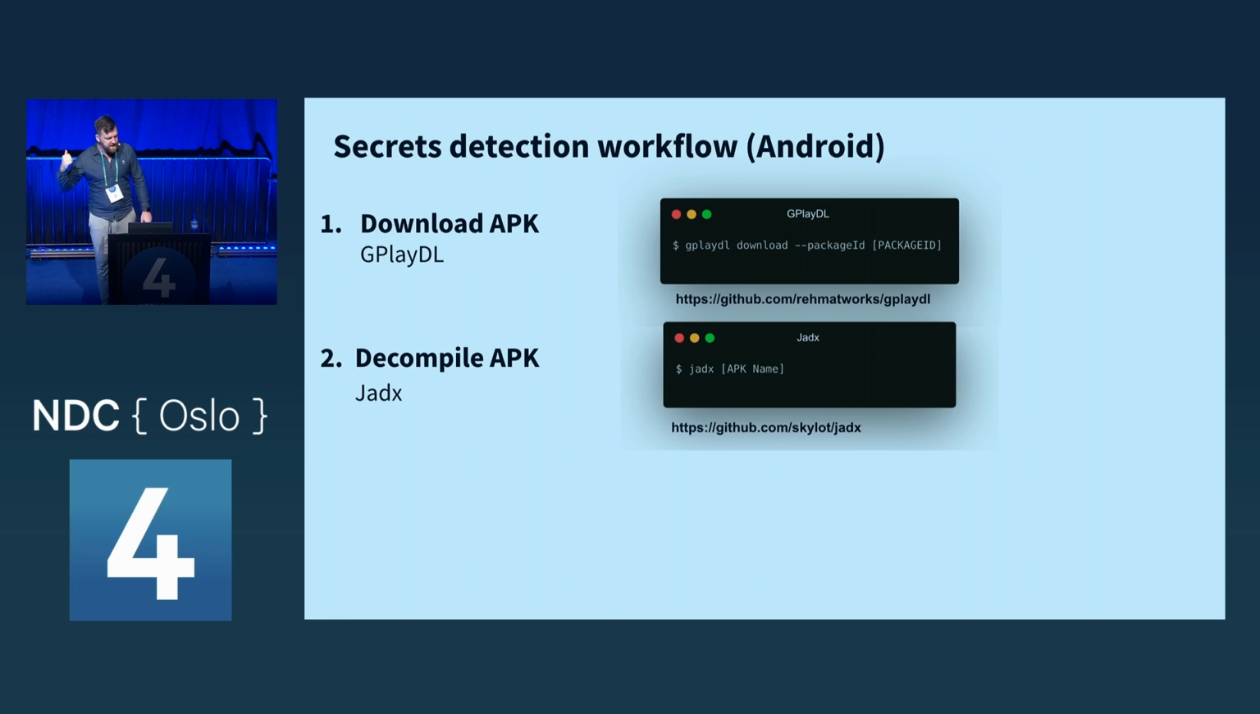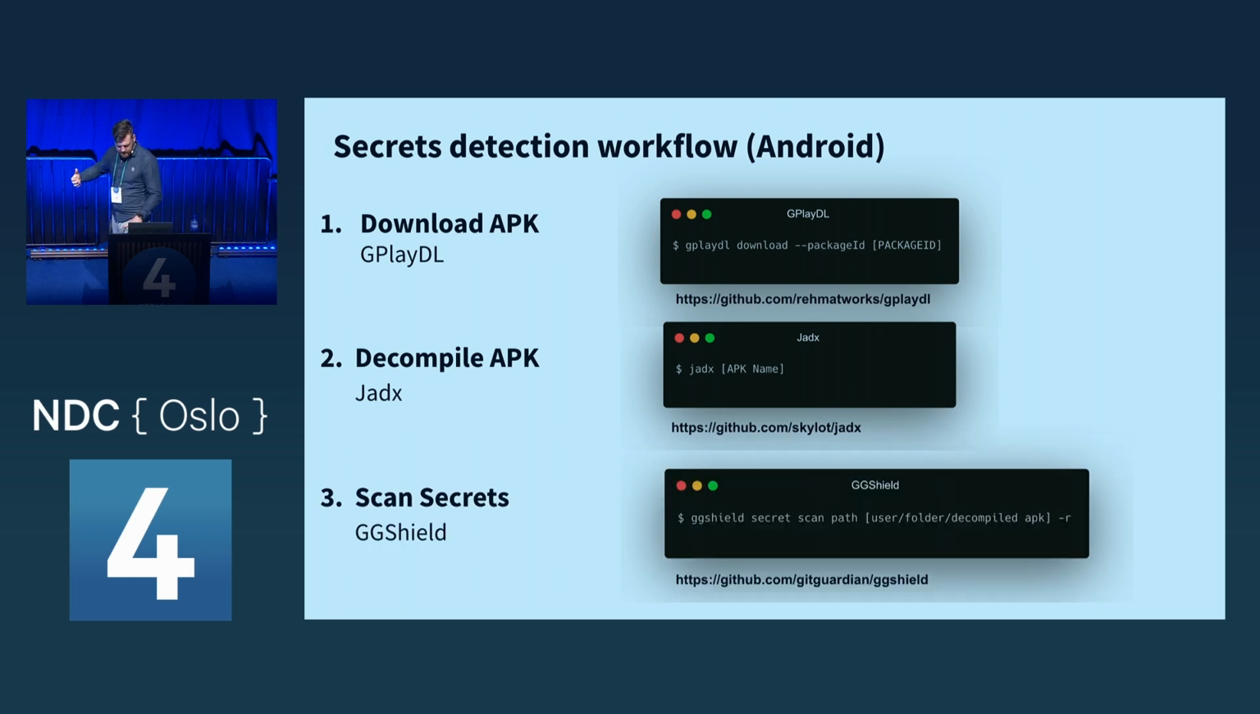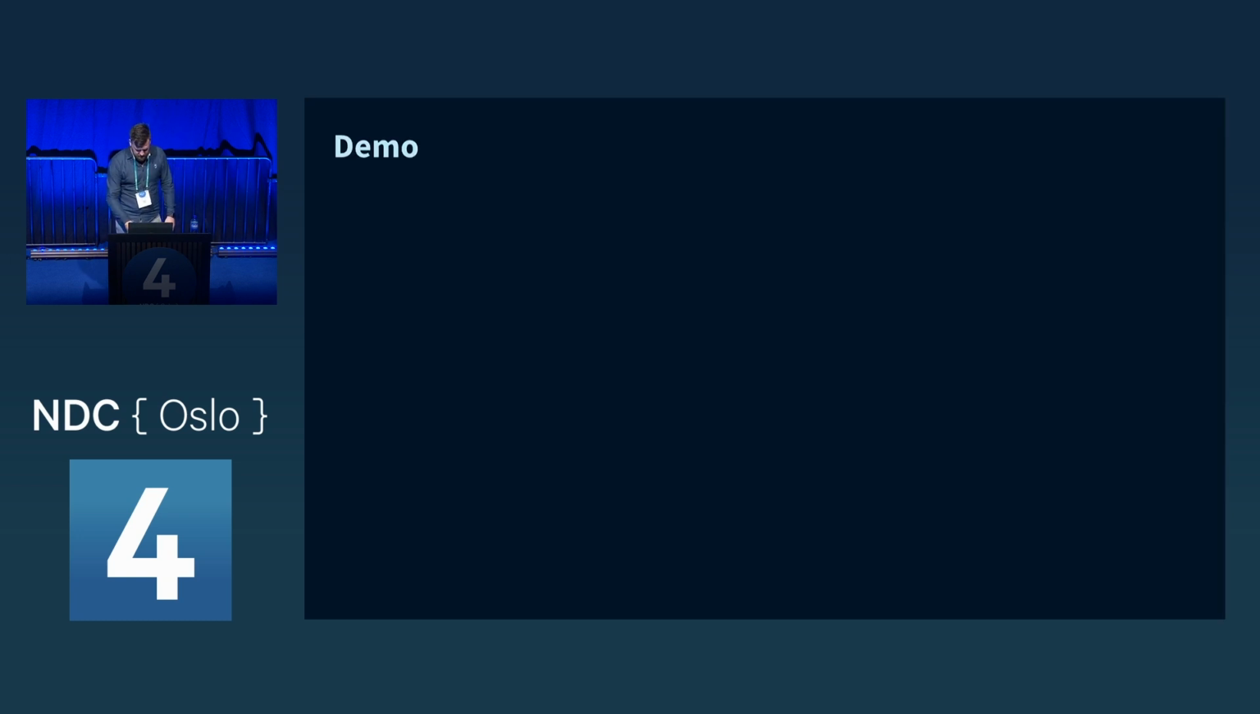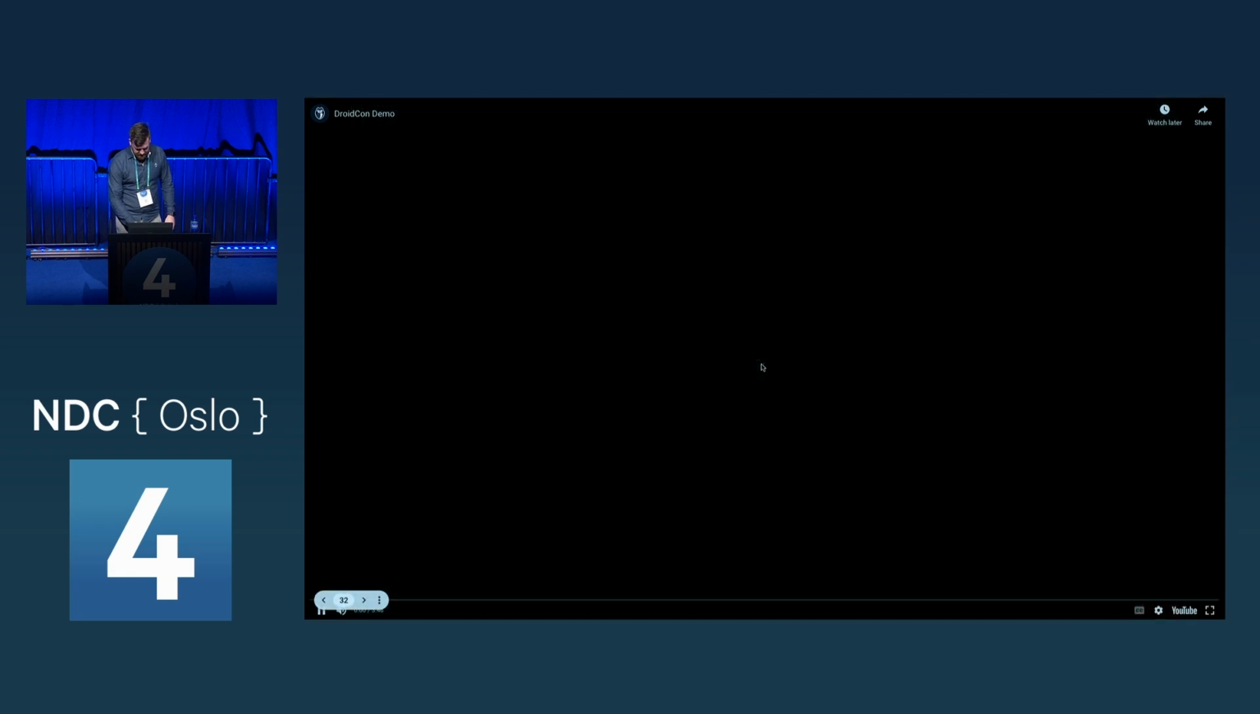I then decompiled them with a tool, again free and open source, called JADX. That allows me to see all the original source code. And then I scanned that original source code with a tool called GG Shield, which is something that GitGuardian makes, which will sift through all that information and validate any secrets that it actually finds. So I just want to show you very quickly what that actually looks like.